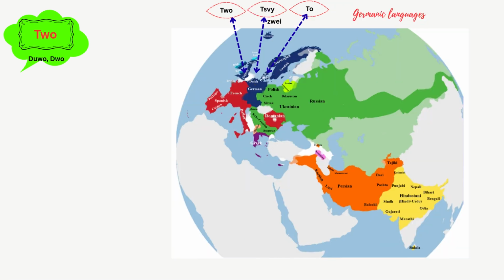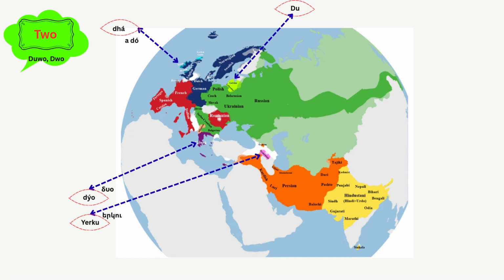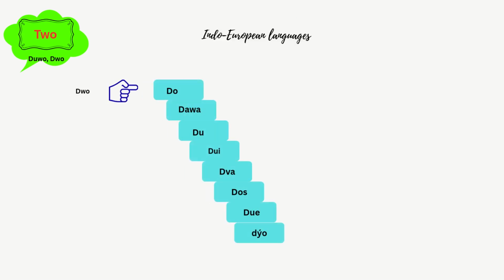In Germanic languages, the original D sound shifted to T, giving us forms like two in English and two in Danish. In the Romance languages, Spanish, French, and Italian, dos, deux, and due also reflect the ancient root. So overall, most Indo-European languages preserve the same basic pattern from dwo, with Germanic languages showing a typical D to T sound change. Number 3.